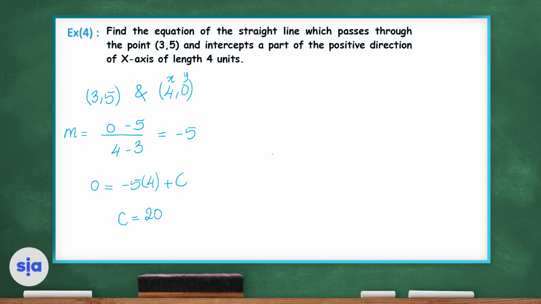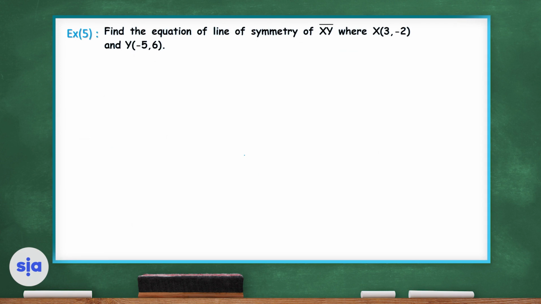So to write the equation of the straight line, y equals, you put the m value, and here's the x, plus the 20, which is the c. So y equals minus 5x plus 20 is the equation of the straight line. Let's move on to example 5.